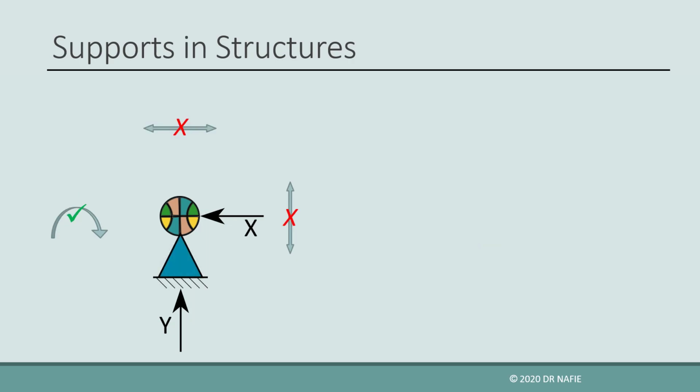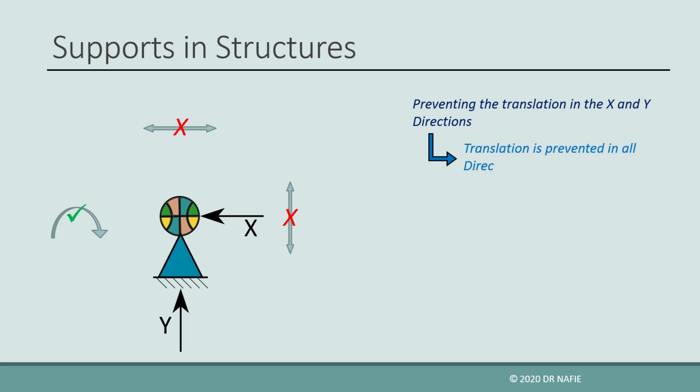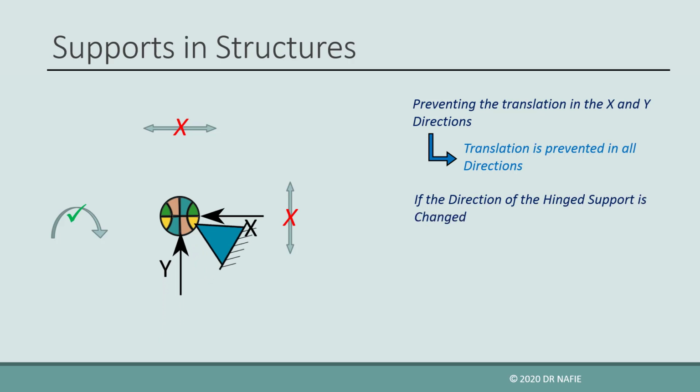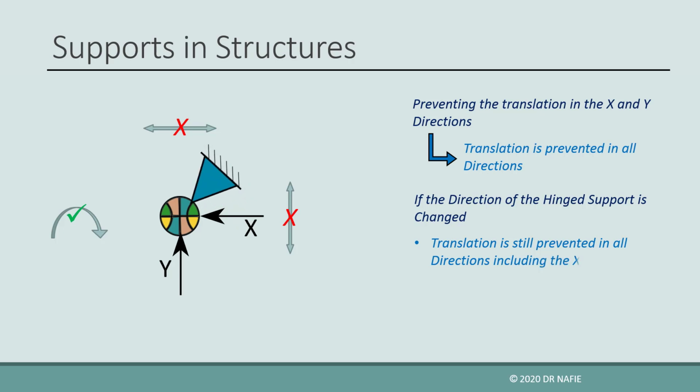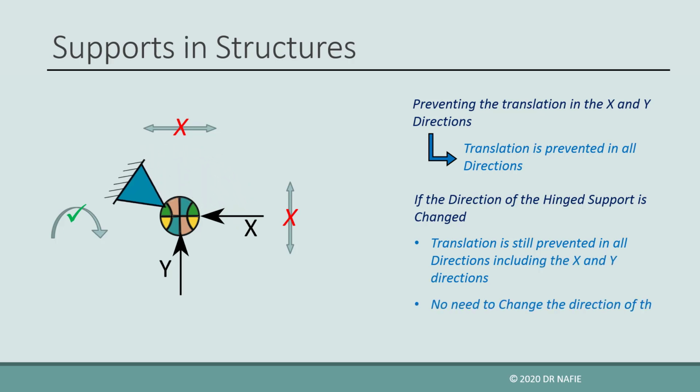When translation is prevented at a point in the x and y direction, the point will not be able to translate in any direction. Therefore, if a hinged support is rotated by an angle, the point condition will not change. It will still be prevented from translating in all directions, including the x and y directions. Therefore, we can still represent the support reactions to be in the x and y directions, irrespective of the orientation of the hinged support.